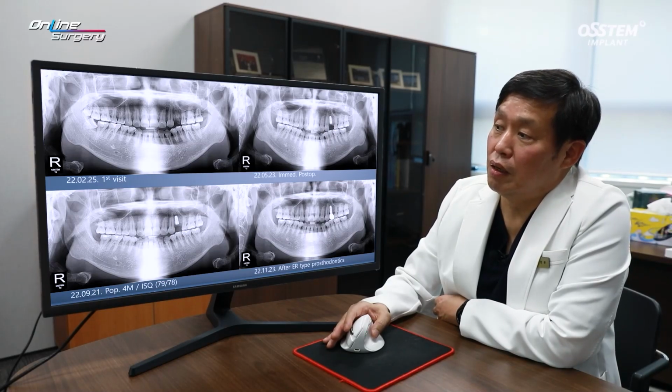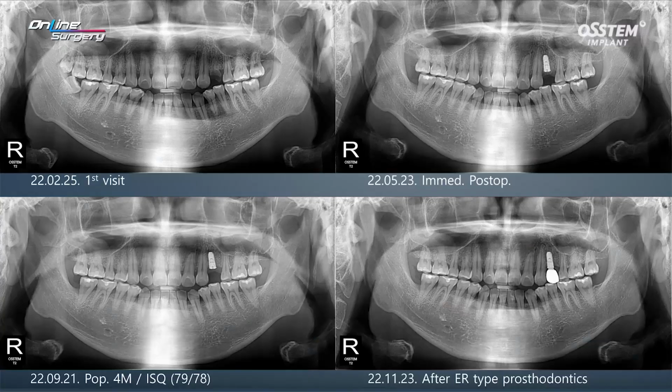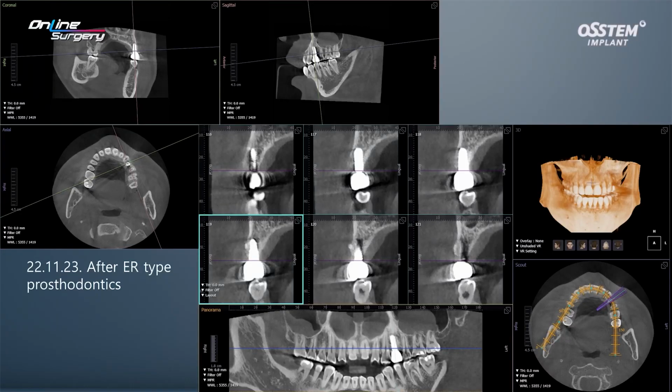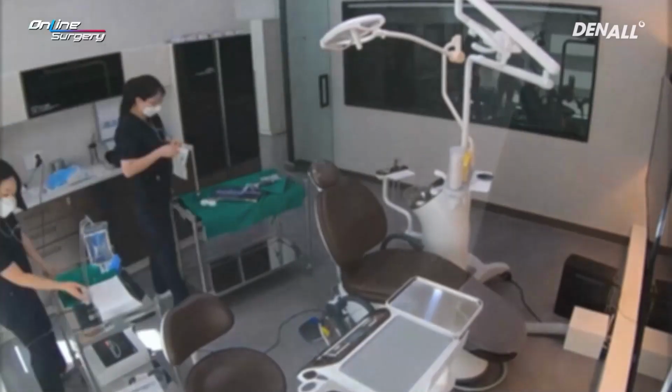This is the panoramic image. This is at initial visit and right after surgery. This is 4 months after. The ISQ value was 79 and 78, and loading was planned. An ER-type prosthesis was delivered, and the patient is not experiencing any major symptoms. After prosthesis delivery, when I took a CT, internal socket graft was done using A-Oss, and therefore the buccal wall is well maintained. Let's look at the surgical clip.